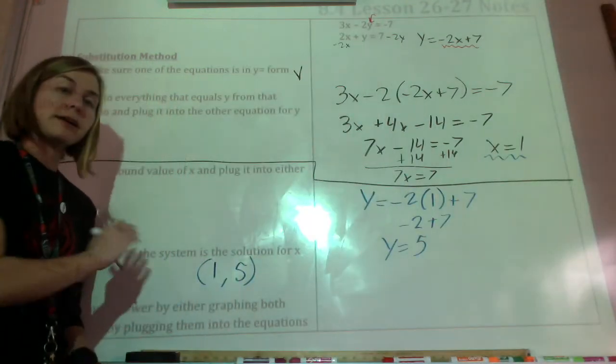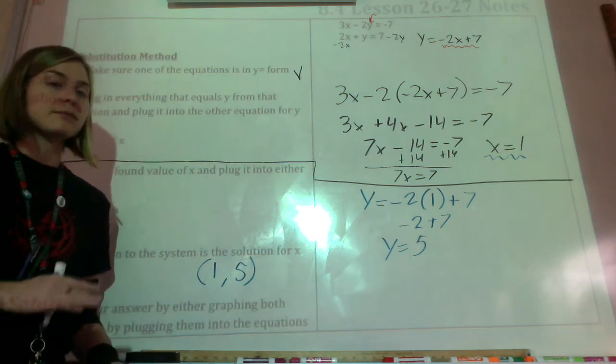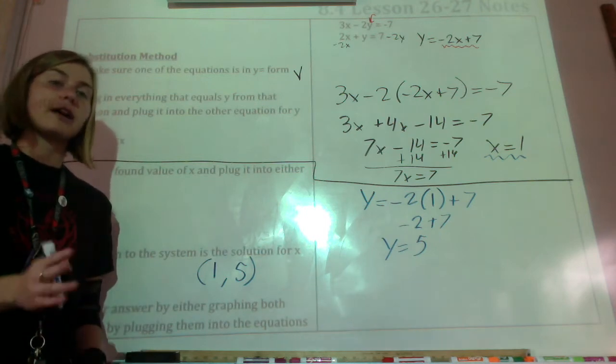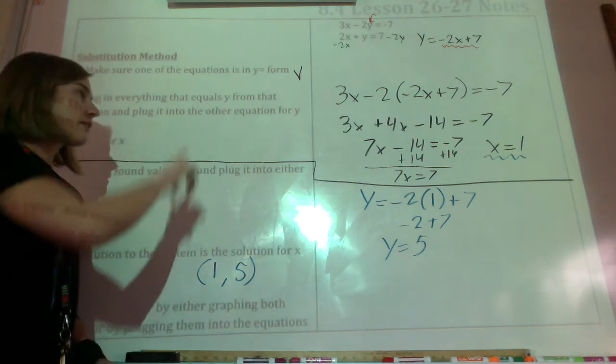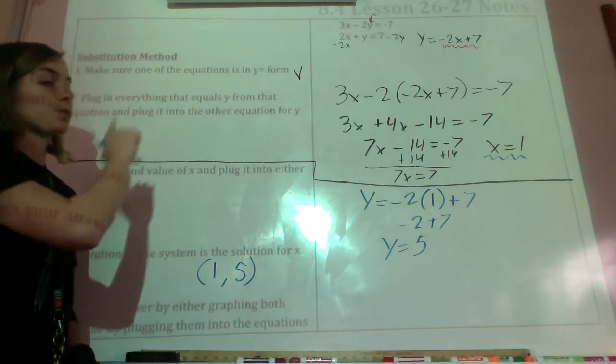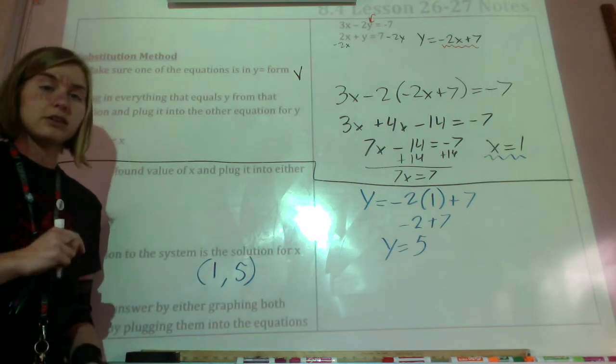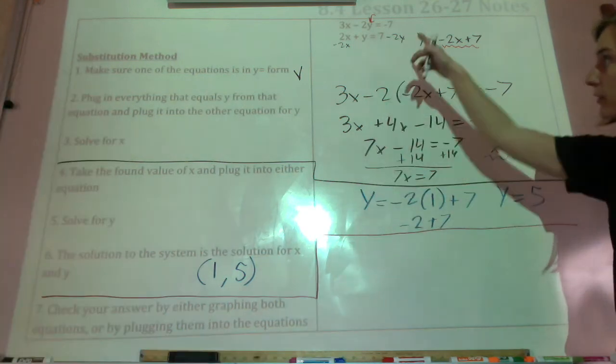We could check this answer by graphing like you just saw, but sometimes graphing isn't always easy. You don't have room to draw a graph, you don't have graph paper with you, so let's solve it algebraically. So remember, if this really is the solution, it should work in both equations. So let's take a look at that. I'm going to take (1, 5) and throw it into both equations.